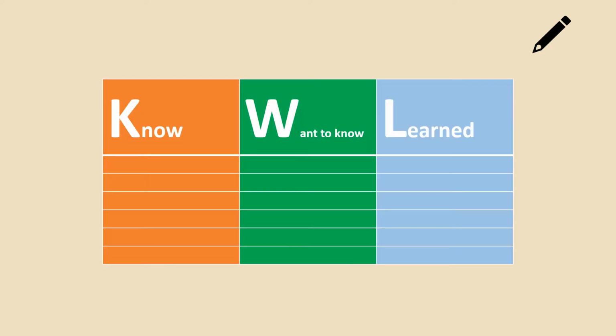It's time to open your notebooks now and copy this table into your notebook. We will use a KWL chart throughout today's lesson. Once you have the table in your notebooks, please fill in the first column. What do you know about Stephen Hawking and time travel? Pause the lesson now, copy the table and fill in the first column.